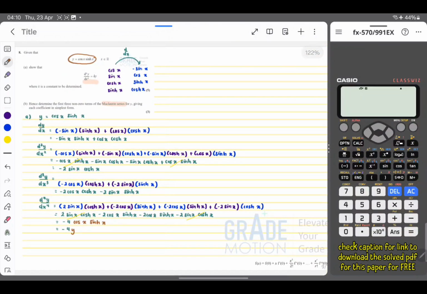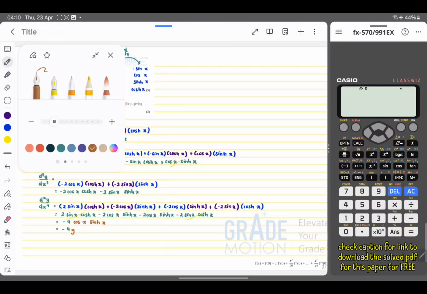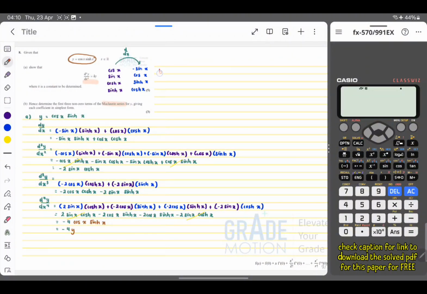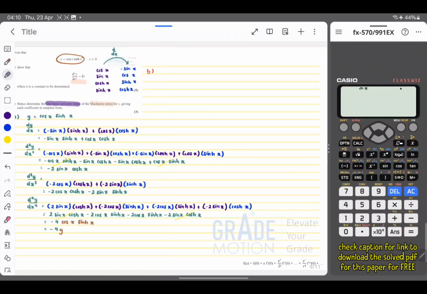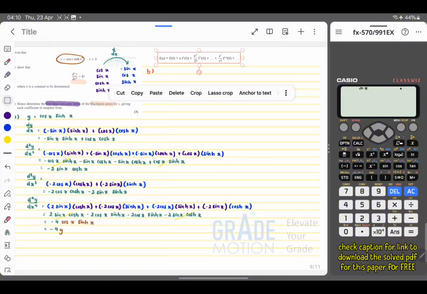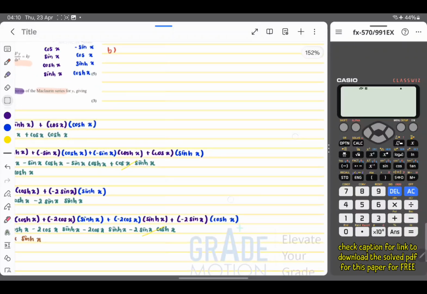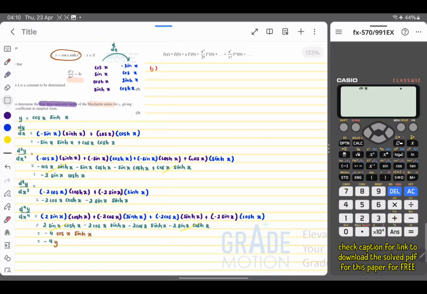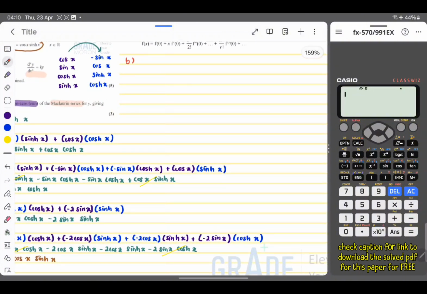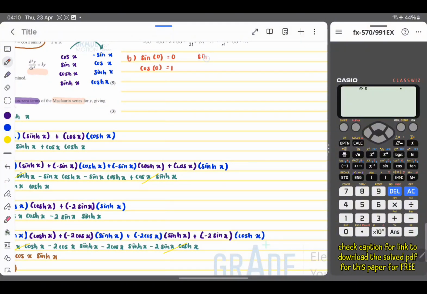That's it. We are done with part A. Moving on to part B now. Okay, we want to find the first 3 non-zero terms for the Maclaurin series. What is Maclaurin series? Okay, we will be using this formula that is given in your formula booklet.